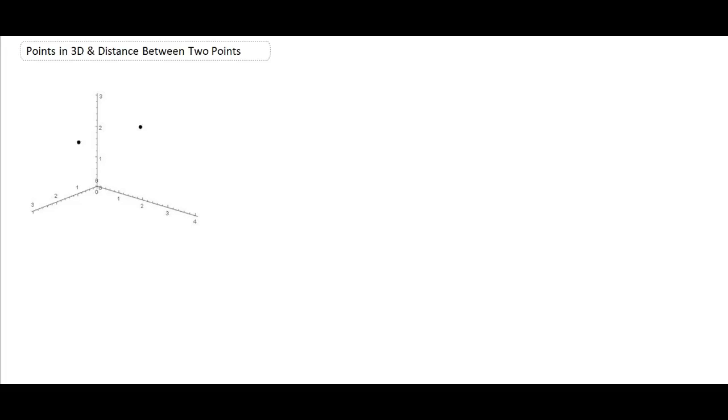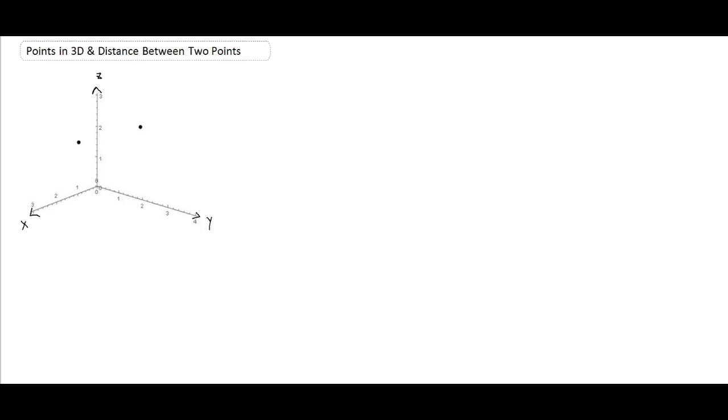Hi everyone. Let's talk about points in three-dimensional space. So I have in front of you a three-dimensional coordinate system and 2 points plotted in the coordinate system. Of course, these axes are drawn in accordance with the right-hand rule. So that's the positive x, positive y-axis, and this is the direction of positive z.